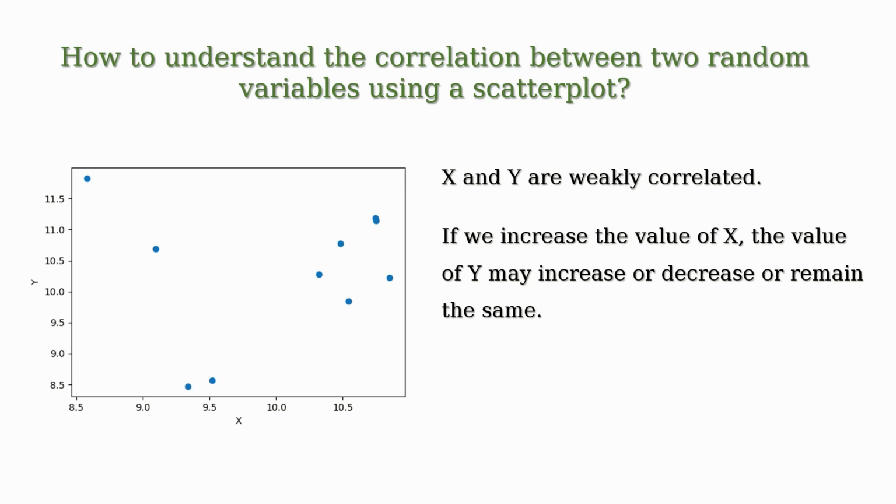Thus, we can use a scatter plot to plot the values of two variables x and y. And from the scatter plot, we can understand the relationship between x and y. We can understand the strength as well as the direction of the relationship between x and y.